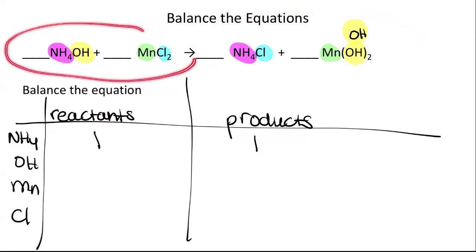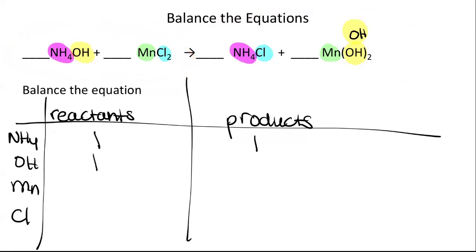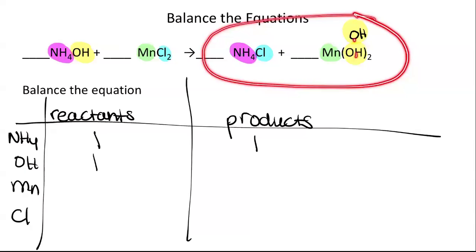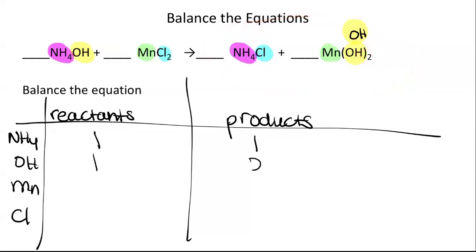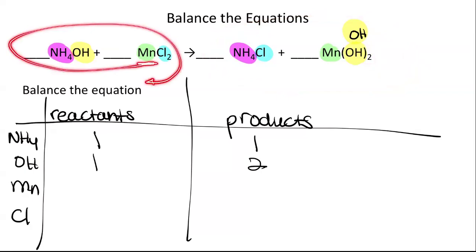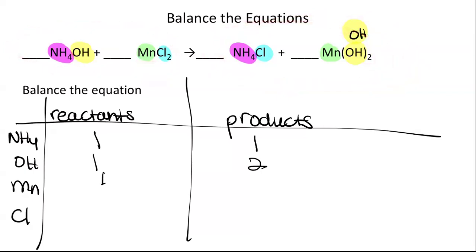How many OHs do I have on the reactant side? 1. How many OHs do I have on the product side? 1, 2. Because of the subscript, I have 2. How many manganese do I have? 1 in each. And how many chlorines do I have on the reactant side? You should tell me I have 2 chlorines, 2 Cls, because of that 2 right there. That's what that tells me. So I have 2 chlorines. And on the product side, I only have 1.